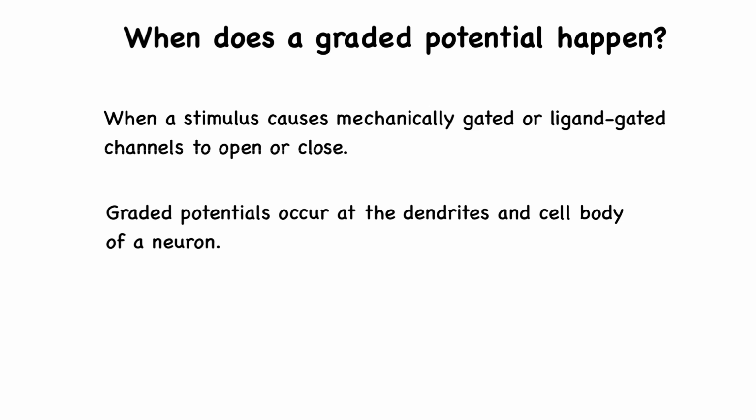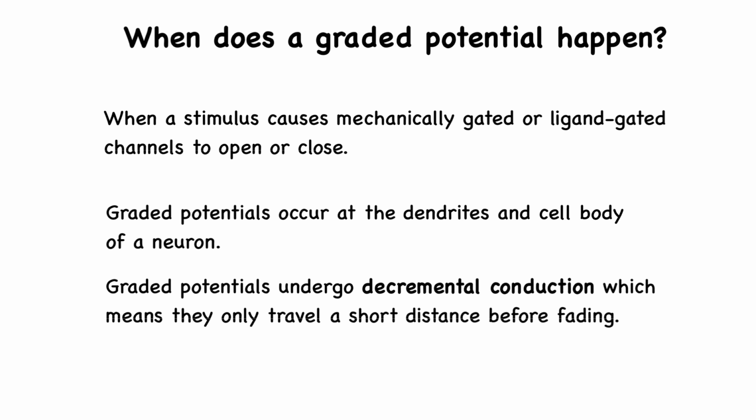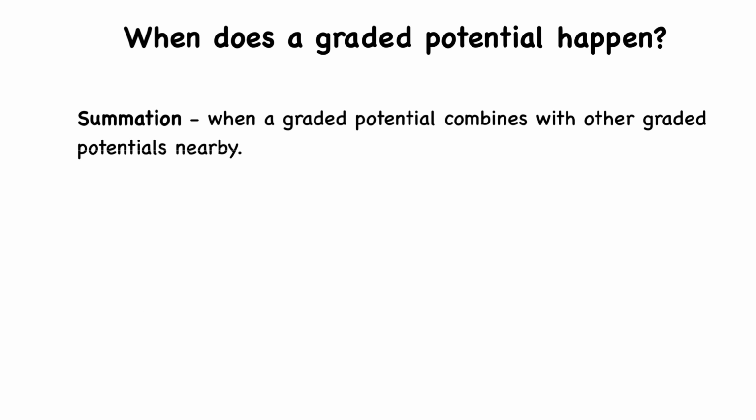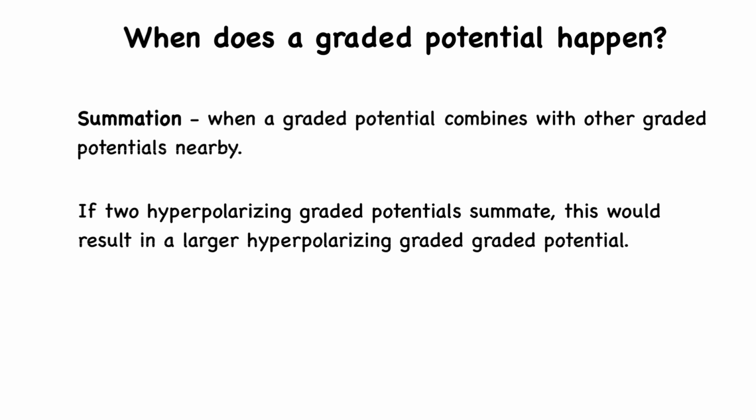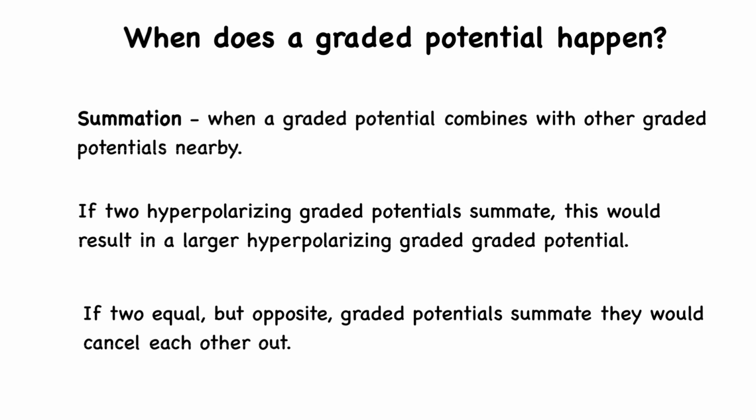Because they spread out only a short distance before fading, a process called decremental conduction, graded potentials are only useful for short distance signaling. A graded potential can become stronger and last longer by combining with other graded potentials nearby. This is known as summation. If two hyperpolarizing graded potentials summate, this would result in a larger hyperpolarizing graded potential. If two equal but opposite graded potentials summate, one hyperpolarizing and one depolarizing, they would cancel each other out.